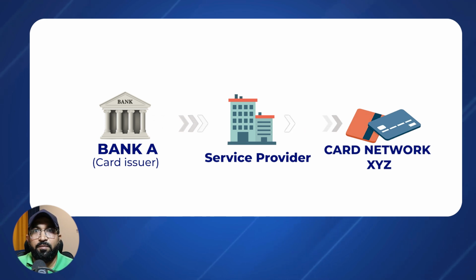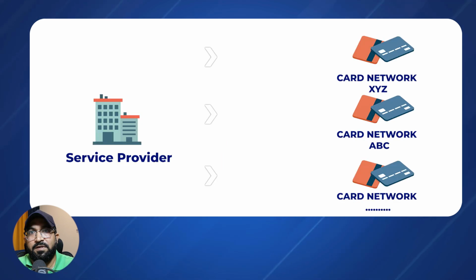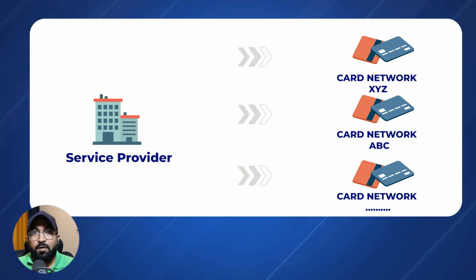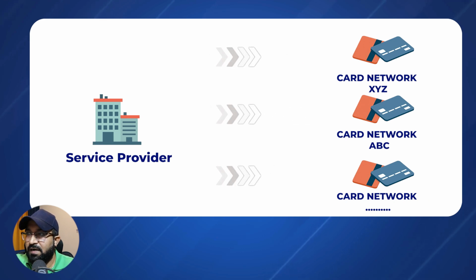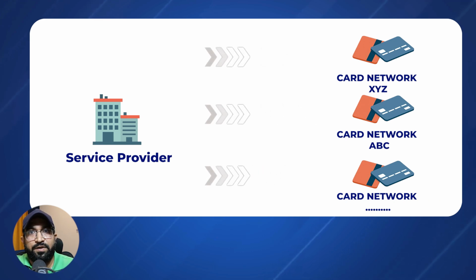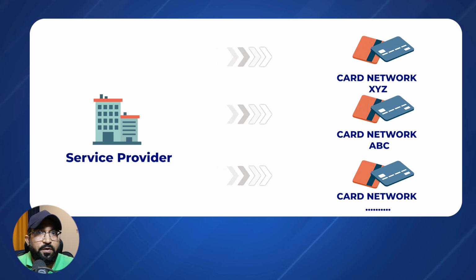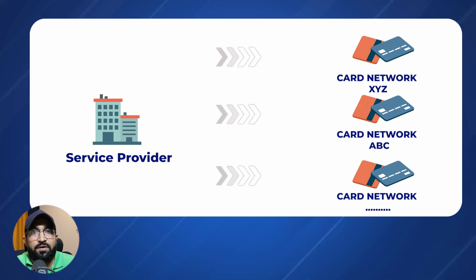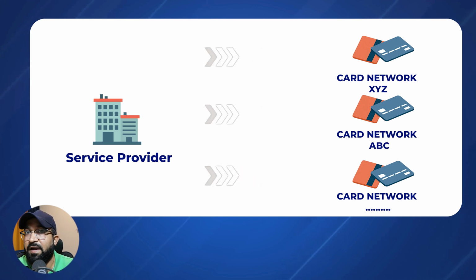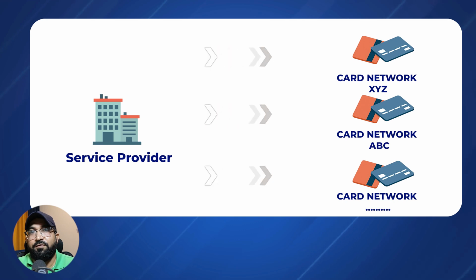In that country, it could be possible that you are supporting three, four or five card networks. So the third party provider will be certified with card network ABC, XYZ or any other. In this case, the bank is not certifying, the issuer processor is not certifying. Bank A is not certifying. The one who is certifying is a third party.